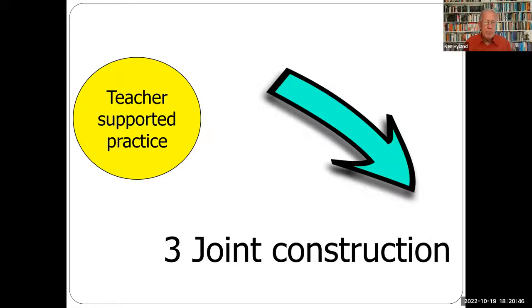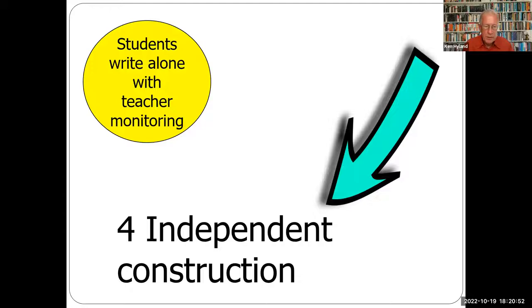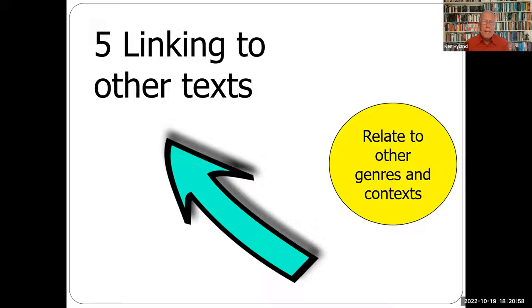Fourth is independent writing, where students work alone, monitored by the teacher. And then finally, the teacher relates what's been learned to other genres and contexts. So comparing with other genres that they've already learned, or seeing how it's linked to other texts in a given context. So each stage has a different purpose and draws on different classroom activities.